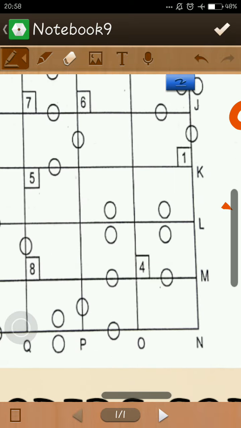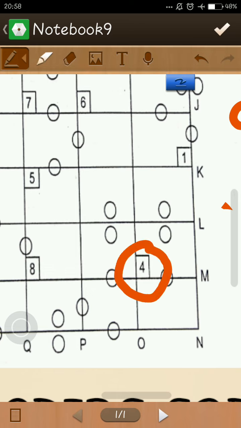You can also ask why 4 is not the answer. Please see here carefully: if you go across this way, then you have two barriers which will not allow you to go to your destination.